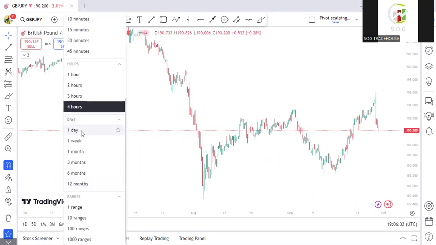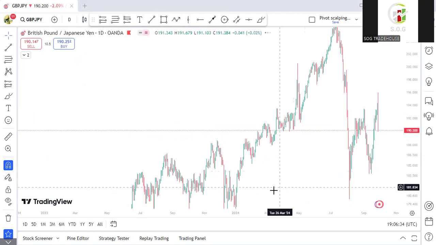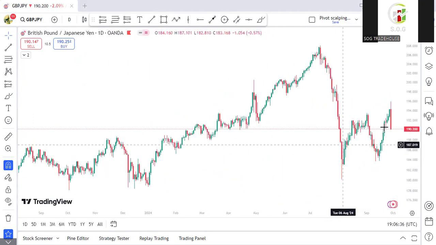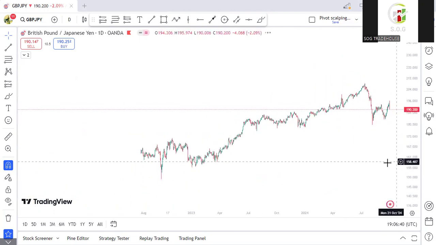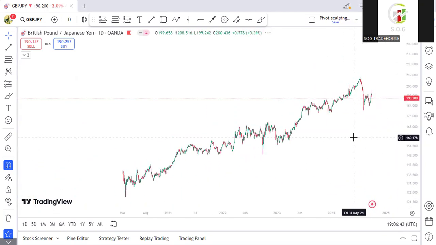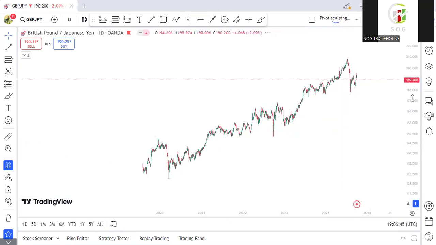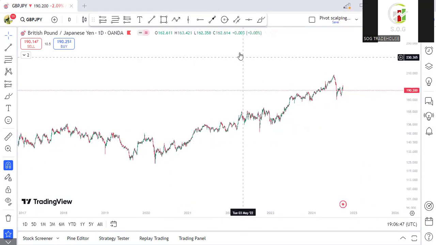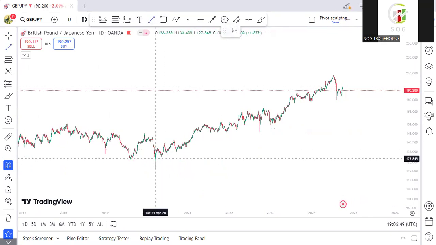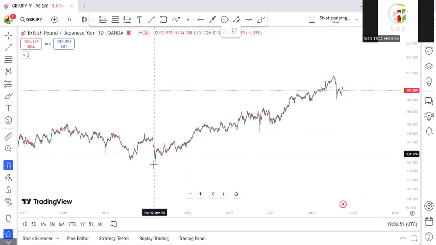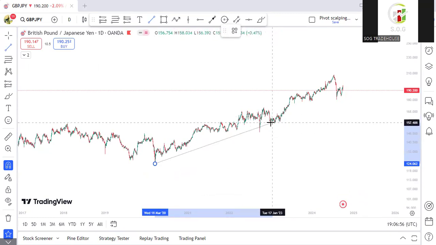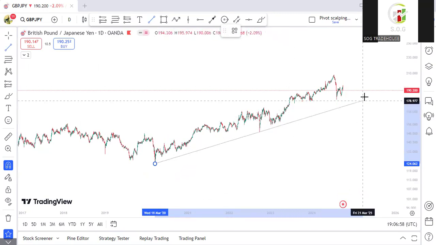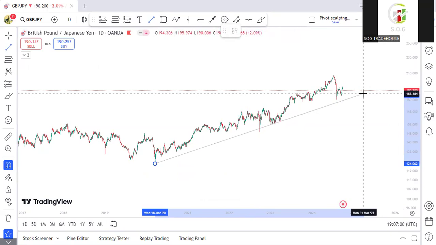So I'll start my analysis with GBPJPY. On GBPJPY, we'll start from the daily time frame. On the daily time frame, we can connect our trend lines on the lows. So we have the first touch, the second touch, third touch, fourth touch. So we have multiple touches on this trend line.